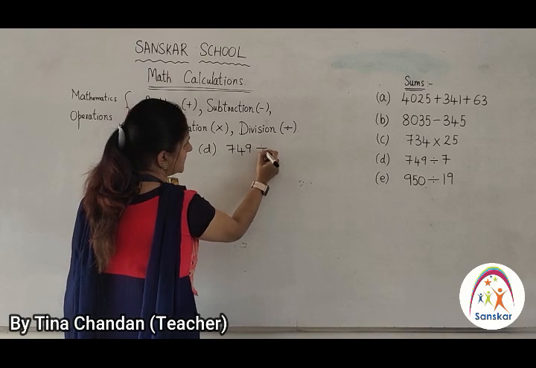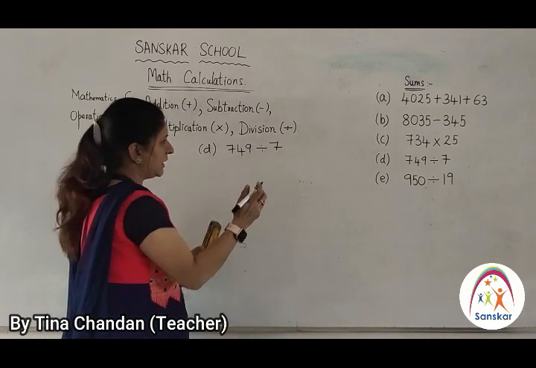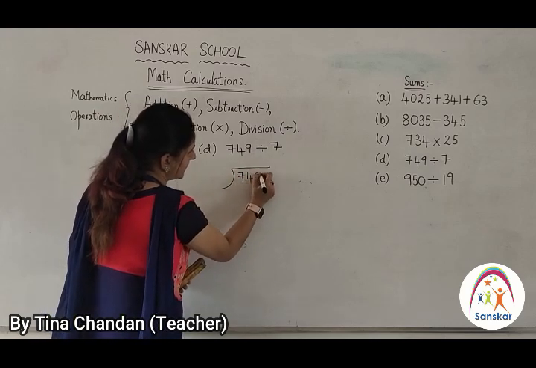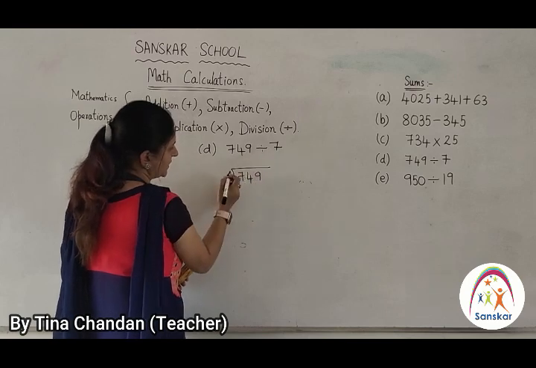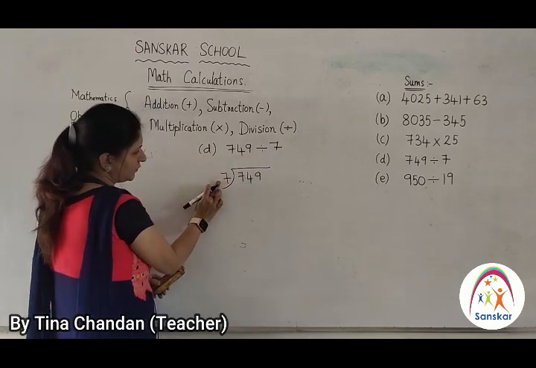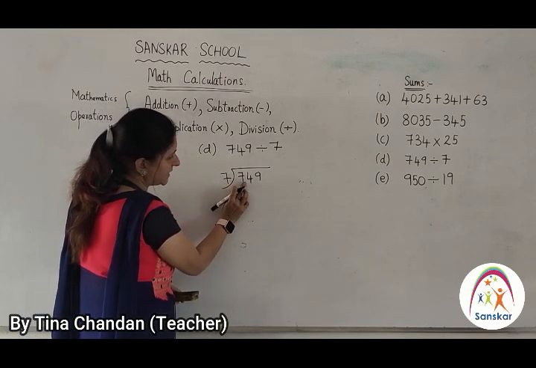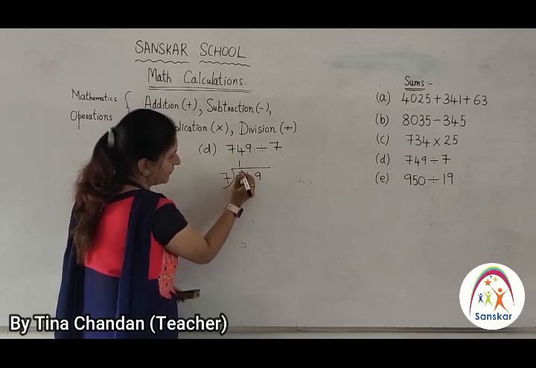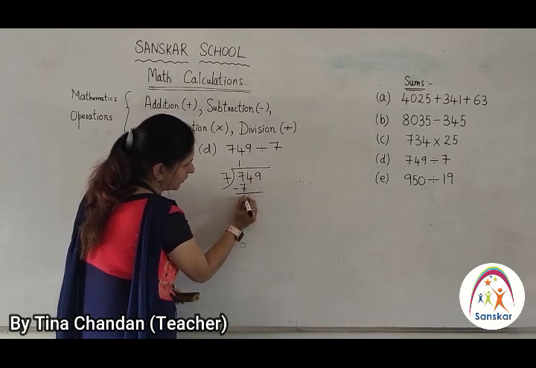749 divided by 7. We'll start with the one digit number, then we'll take the two digit numbers also. Now here 749 is the dividend, and we are going to divide with this number, so it is the divisor. Now you have to start with the first number. Can you see here it is 7 and 7, so we are going to take the table of 7. In 7's table where 7 comes, 7 ones are 7, so we are going to put here 0.